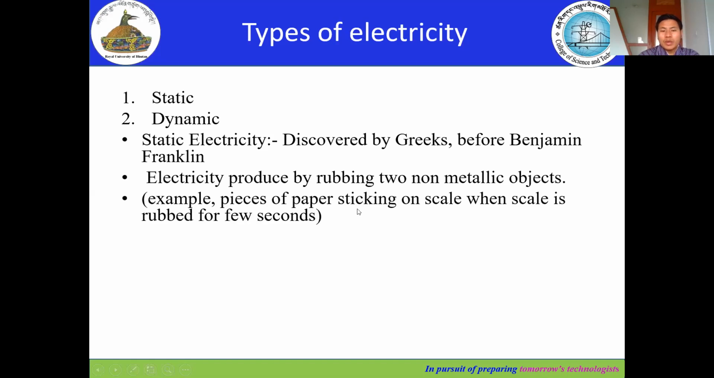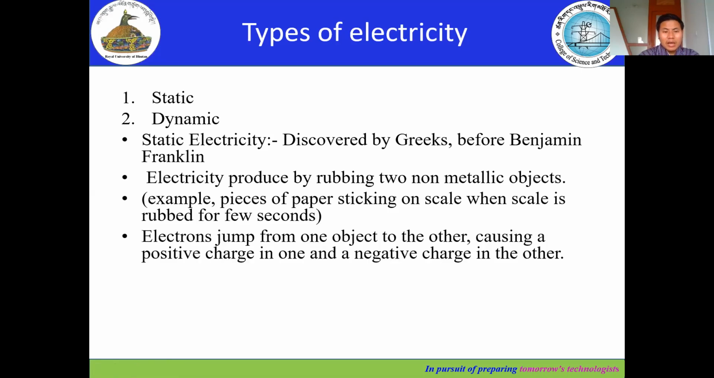Example: the pieces of paper sticking on the scale when the scale is rubbed for a few seconds. We have done this practical in lower school, right? By rubbing the scale on the hair for a few seconds, and then when you bring the scale to the pieces of paper, the paper gets attracted to the scale. This is called static electricity. The working is that electrons jump from one object to the other, causing a positive charge in one and a negative charge in the other. This is how the paper is attracted to the rubbed scale.